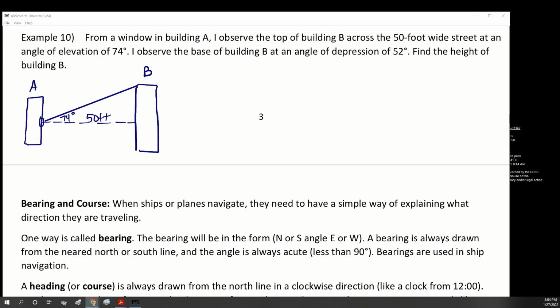Okay, and I'm looking down at the bottom of building B, at an angle of depression of 52 degrees. And so I can find the height of building B by finding this distance, we'll call X, finding this distance, we'll call Y, and then adding them together.